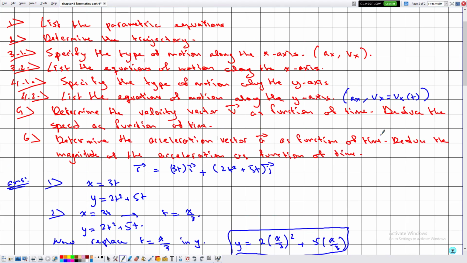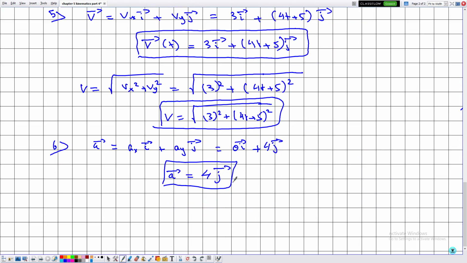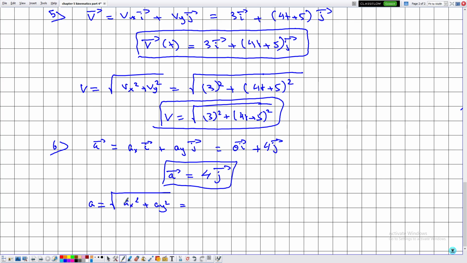Now finally in the same part they are telling me to deduce the magnitude of the acceleration as a function of time, and by deduce it means that we notice the previous part. In the previous part we have determined the acceleration vector. The magnitude is simply given by a is equal to the square root of ax squared plus ay squared. Now because the x component is absent, so this is 0, so it's equal to the square root of ay squared, which is equal to ay, which is simply equal to 4 meters per second squared. Then a is equal to 4 meters per second squared.